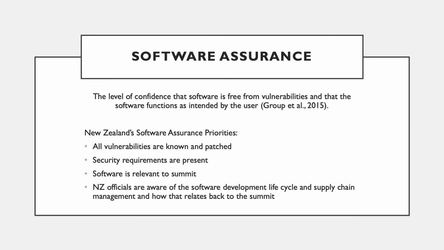Software assurance. Software assurance is the level of confidence that software is free from vulnerabilities and that the software functions as intended by the user. It is important for New Zealand to consider software assurance so that all vulnerabilities are known and patched, and so security requirements for the application are present.